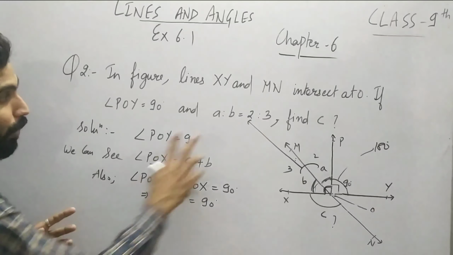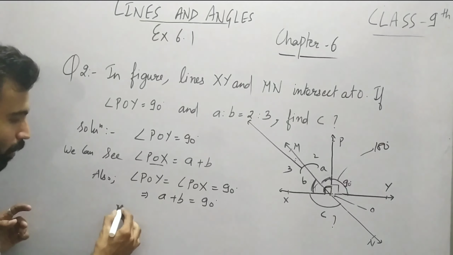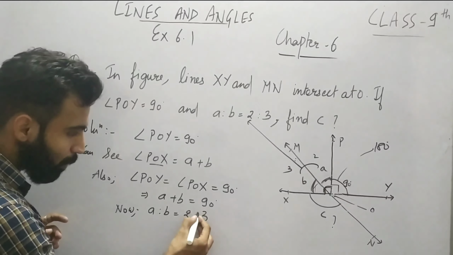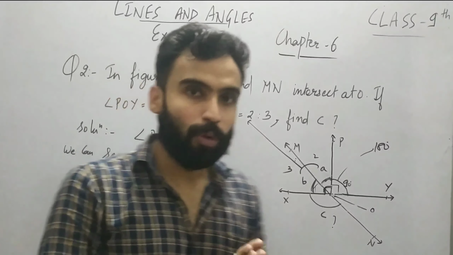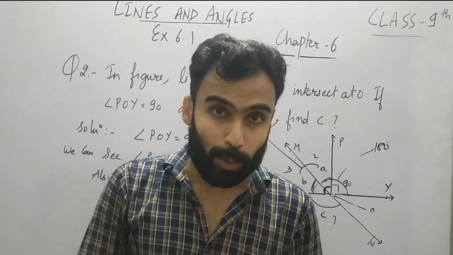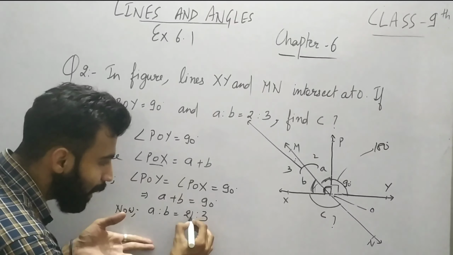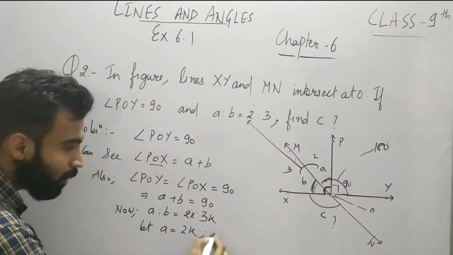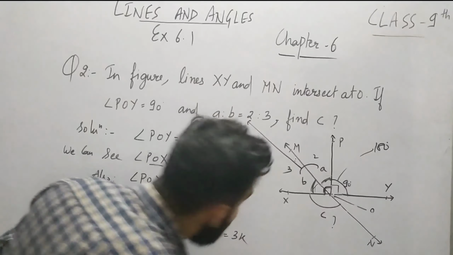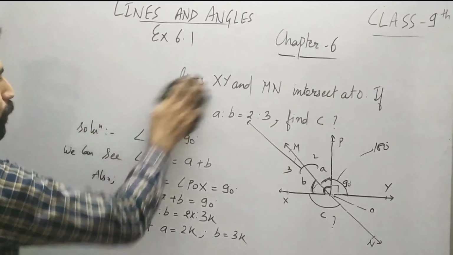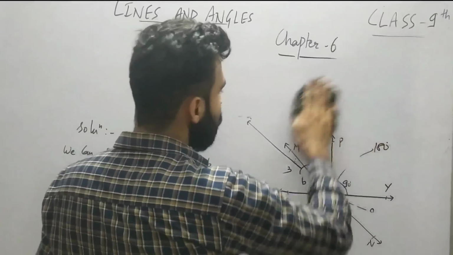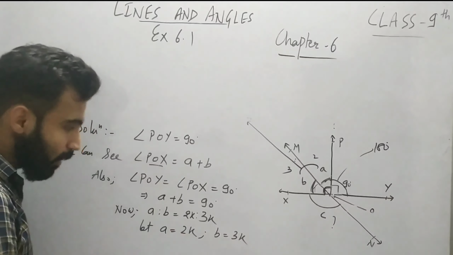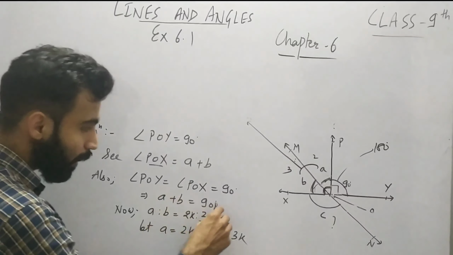Now, the ratio of A and B is given to us as 2:3. Whenever there is a ratio of angles or even sides given to us, we simply place X with them. So we assume A equals 2X and B equals 3X. Getting my point? Now we have to calculate angles A, B and C. So A is 2X, B is 3X, we have assumed that.